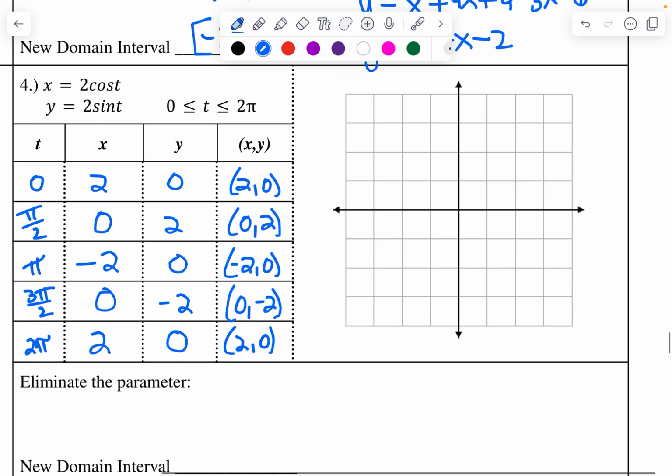So let's go ahead and plot our points. So we start at 2, 0, then we go to 0, 2, then we go -2, 0, then we go 0, -2, and then we're back to 2, 0. So we're following this circular pathway.